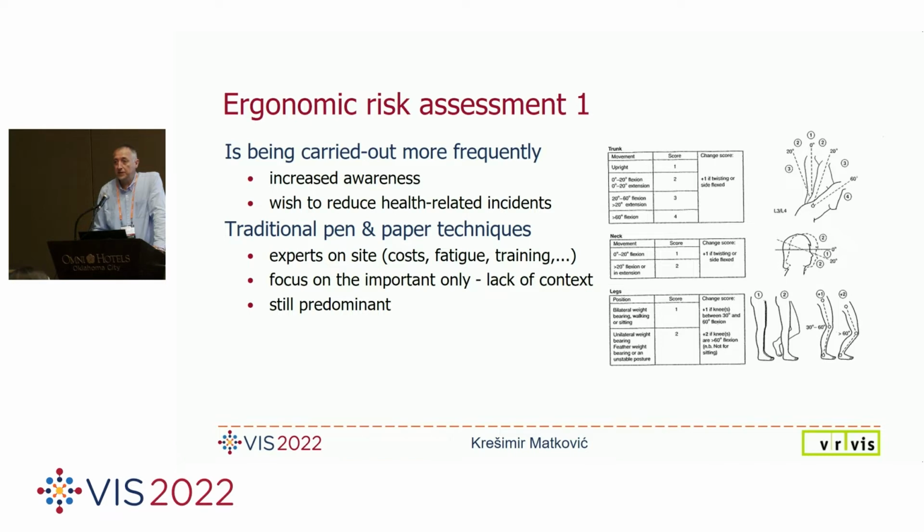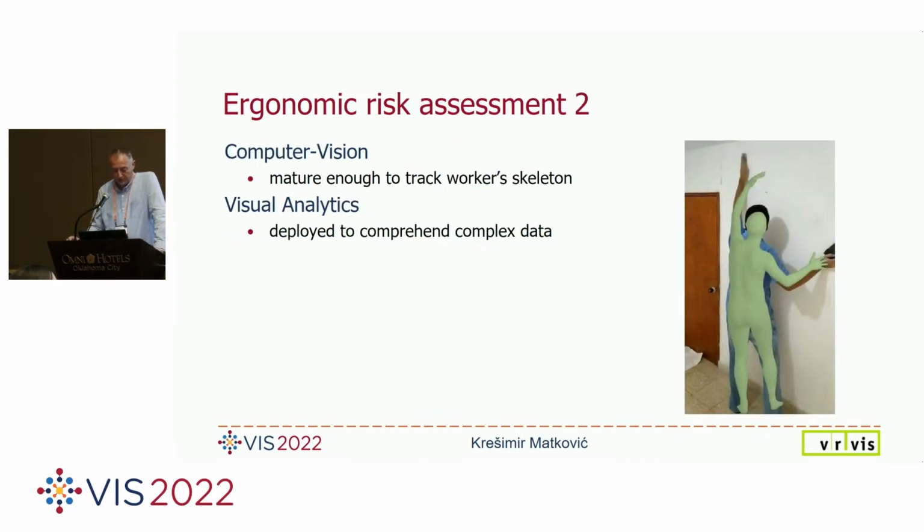The key to ergonomic risk assessments are the angles of the body parts. You can see here on the right various postures of the trunk, of the legs, of the neck, and for each angle or angle range, there is a value which will then be assigned. And people sit there and do it manually.